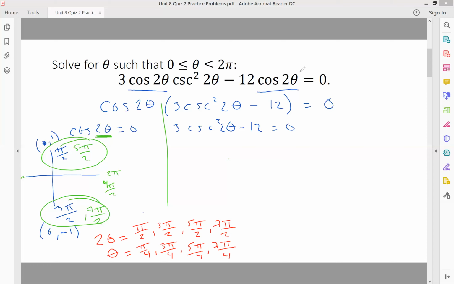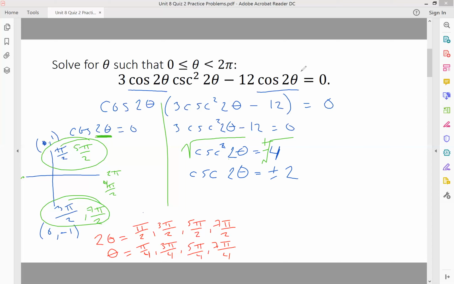So when I have 3 cosecant squared 2 theta minus 12 equals 0, I'm going to add the 12 to the other side. And after I add the 12, then we also divide by 3. So if I add 12, I get positive 12, and then divide by 3. 12 divided by 3 is 4. And then I still want cosecant by itself, so I need to take the square root. Don't forget to do the plus or minus square root. So I get cosecant of 2 theta equals plus or minus 2.